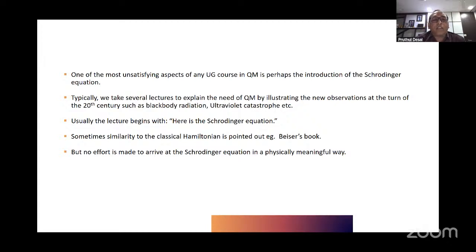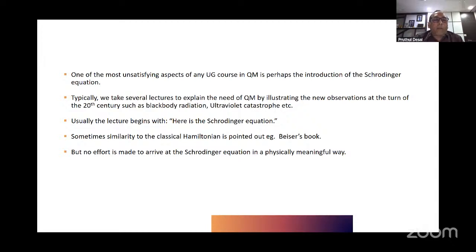Typically, we take several lectures to explain the need for QM by illustrating the new observations at the turn of the 20th century, such as blackbody radiation, ultraviolet catastrophe, etc. So we first build the background, the need for quantum mechanics. And in the lecture in which I am going to introduce the Schrodinger equation, I usually begin with: here is the Schrodinger's equation. So how Schrodinger got to this equation, that part seems to be missing in our regular discourse.